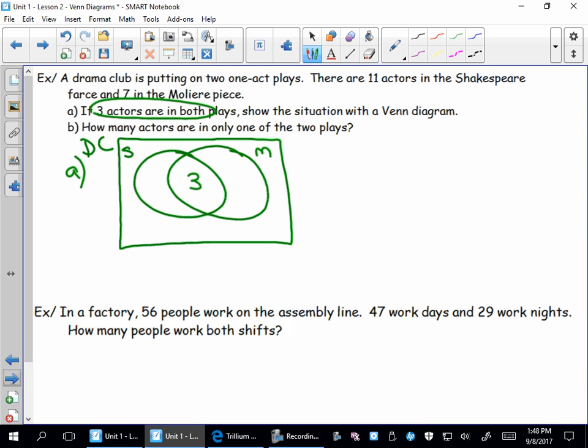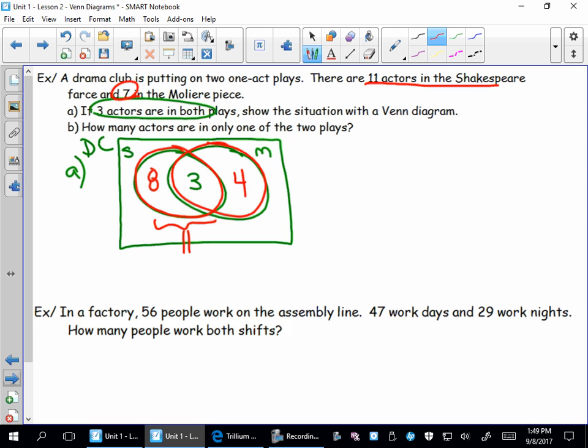Well, what else do I know? I know altogether there's 11 Shakespearean actors here. And right now, I've only got 3 in this circle. So what does that tell me about the other Shakespearean actors? Well, it tells me they don't do the Moliere, and there has to be 8 of them, because this entire circle needs to add to 11. And if I use the same idea in the other one, Moliere, there should be 4 in this part, because this circle needs to add to 7.